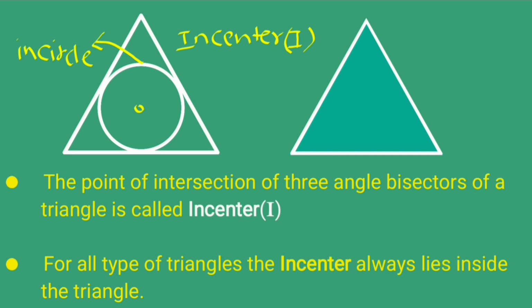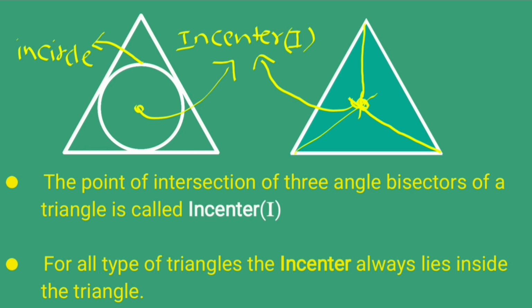And here is another triangle. Suppose this is one angle bisector, this is another angle bisector, and this is the third angle bisector. And these three angle bisectors are meeting at this point. Now this point is called the incenter. This point is also called the incenter. These both points are the same.